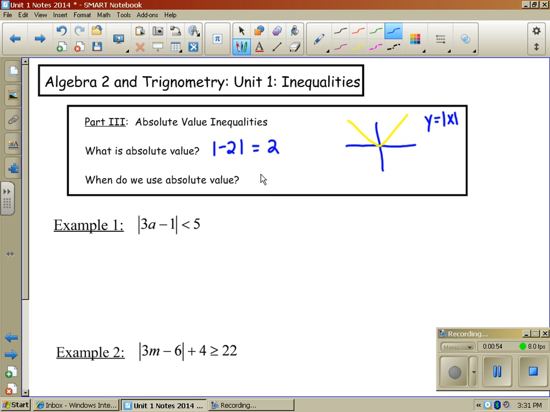Why did we use absolute value? Absolute value is used in distance. When you talk about distances, you don't say, I went 2 miles to the store and I went -2 miles back. It was 2 miles there, 2 miles back. So distance is when we use absolute value. To solve the inequalities is actually easier than the other two that we've done so far.